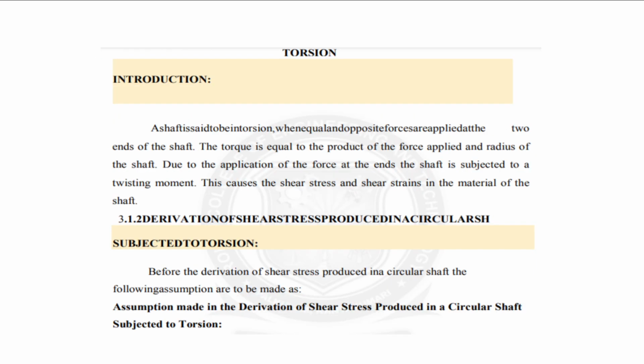So again, we are going to see the topic torsion. Introduction: a shaft is said to be in torsion when equal and opposite shear forces act at the two ends of the shaft. The torque is equal to the product of the force applied and the radius of the shaft. Due to the application of the force at the end, the shaft is subjected to a twisting moment. This causes shear stress and shear strains in the material of the shaft.